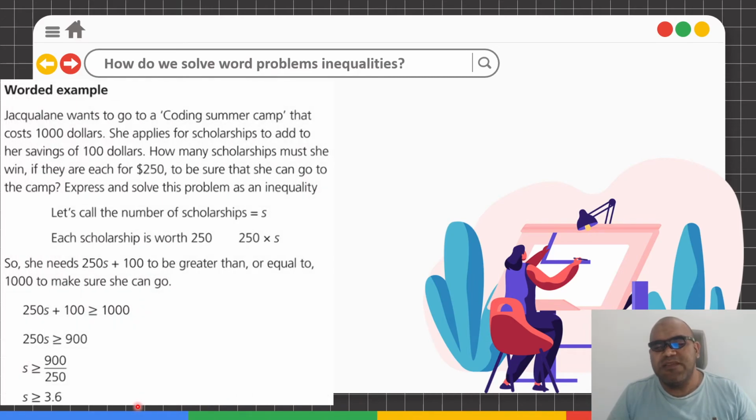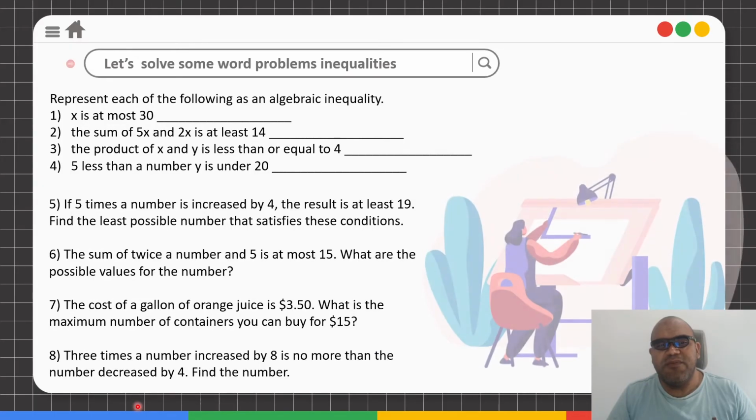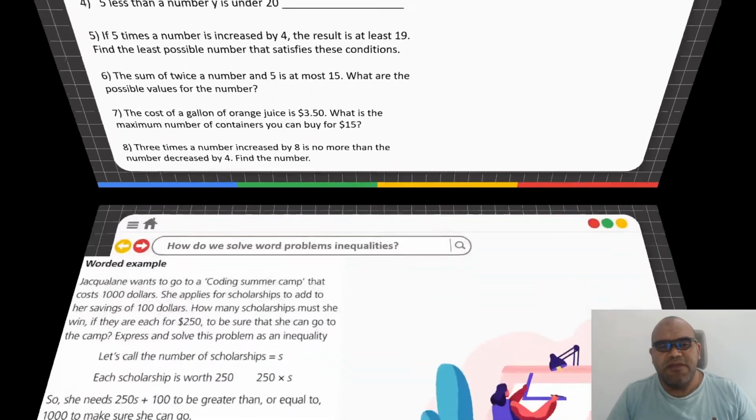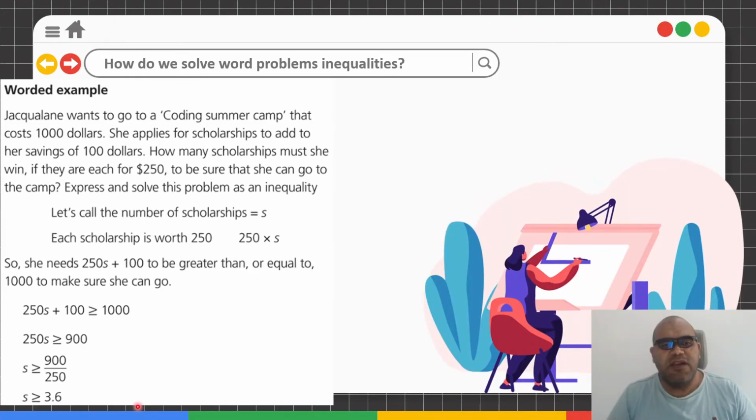Guys, word problems with inequalities are very simple because it's just reading and understanding. Like this one we solved last class. Jack Lena wants to go to coding camp, summer camp. The cost was $1,000. Her savings is $100. How many scholarships must she win?